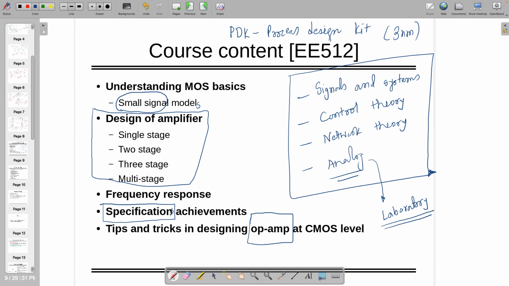The required specifications for different applications will be different. If I am designing something for, let's say, a mobile application which is 5G, then I have to design my op-amp with a bandwidth of something like 5-6 gigahertz, right? So it's very large, or wideband amplifiers have to be designed.